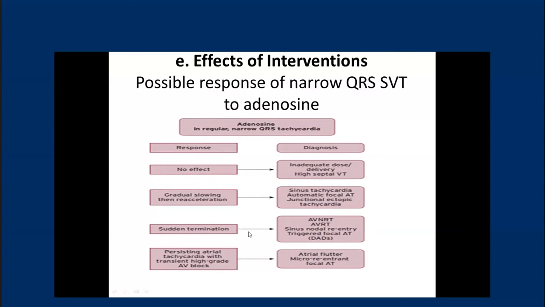And sudden complete termination usually is diagnostic of AVNRT, AVRT, and sometimes sinus nodal reentry as well, because the sinus node is also responsive to adenosine. And persistent tachycardia with high grade AV block, whereby the adenosine affects only the conduction between the atria and the ventricles but not the mechanism of the arrhythmia, is typically seen in atrial flutter, and we can clearly delineate the flutter waves after administering adenosine in these patients.